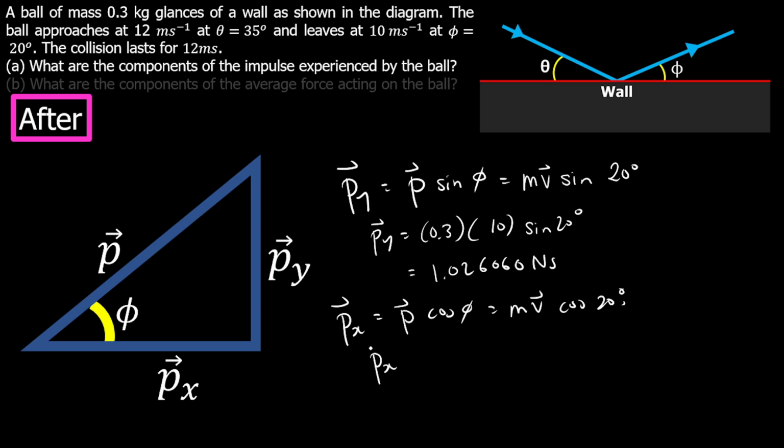And then our px will yield, again, using the same values as on top, 2.81.